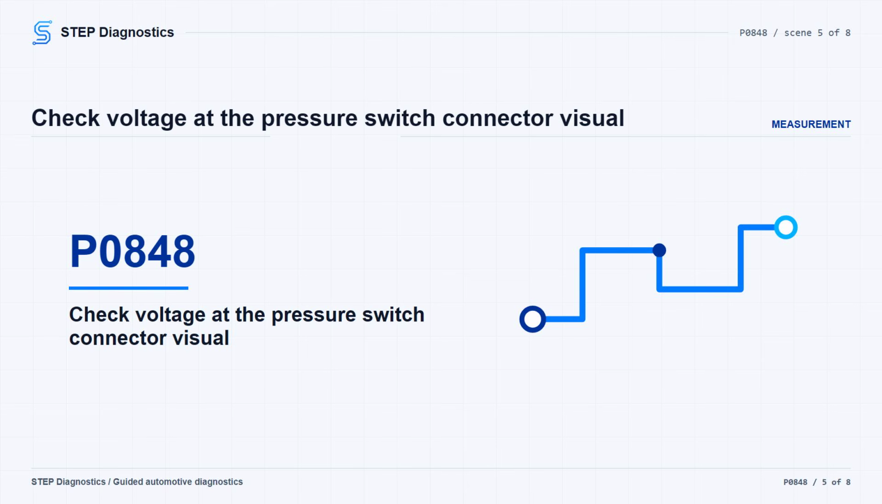With that connector disconnected and the ignition ON (II), you are looking for about 5V. If about 5V is present, the procedure calls for replacing transmission fluid pressure switch B, then moving to repair verification. If about 5V is not present, continue to the open wire check.